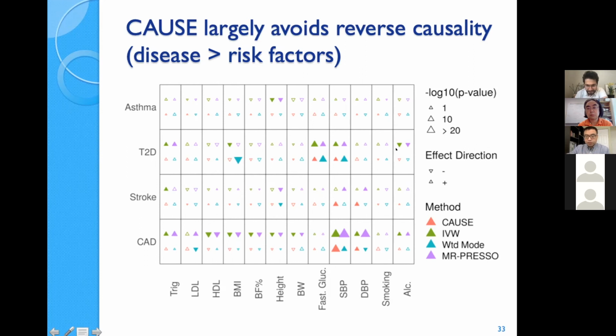So we plot the results of all these four methods. The size of a triangle shows the strength of statistics. If it's solid, it means the result is statistically significant by a certain method. As you can see here, CAUSE in general avoids reverse causality. There's essentially only one case where CAUSE reports a strong association, CAD to SBP. But in most cases, we avoid this reverse causality, where other methods report more. In particular, for the CAD case, the IVW and this method report a lot of false associations.